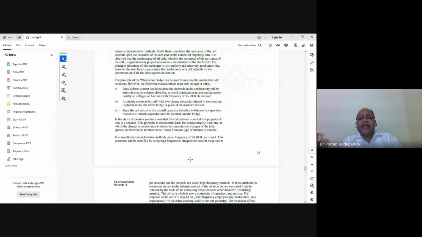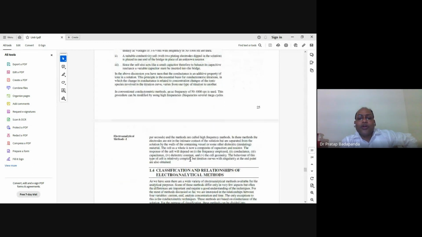Let's go to that chapter. This is what I showed, the Wheatstone bridge. Since direct current would polarize the electrode in the conductivity cell by electrolyzing the solution, alternating current with a voltage of 3 to 6 volts at a given frequency is used to avoid polarization. That circuit will calculate it, so no need to go into this one.